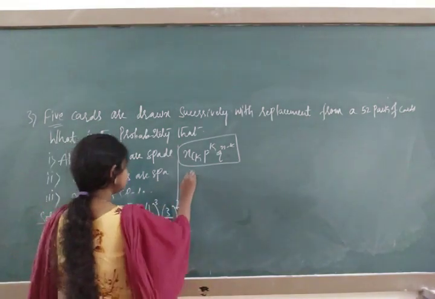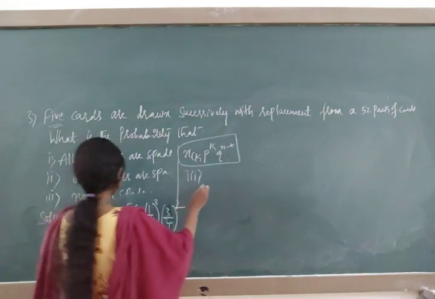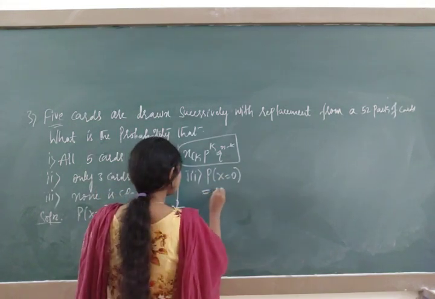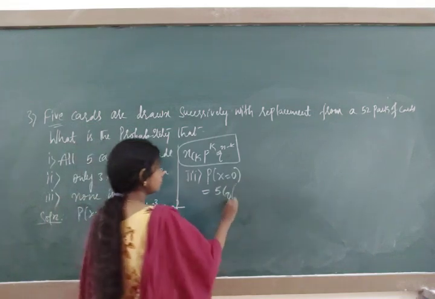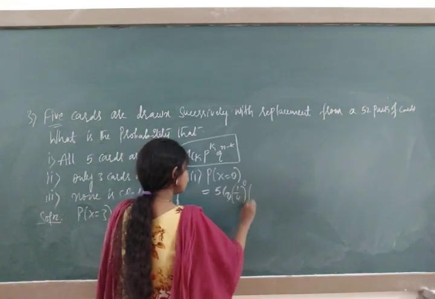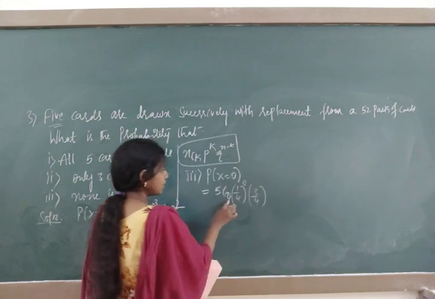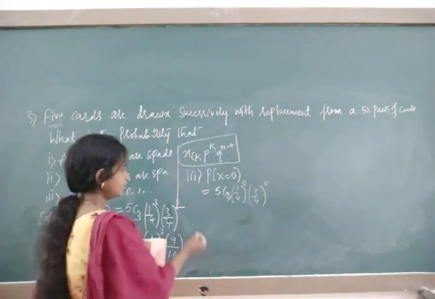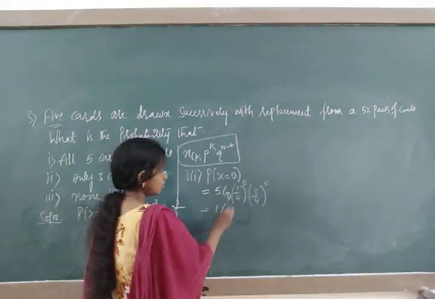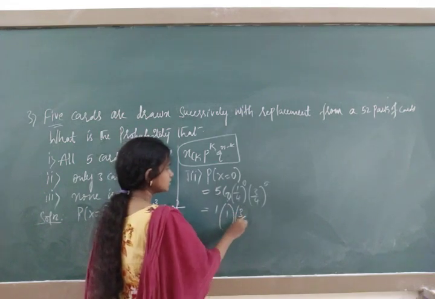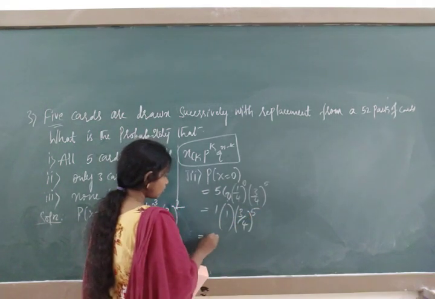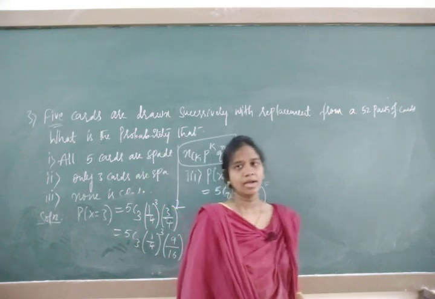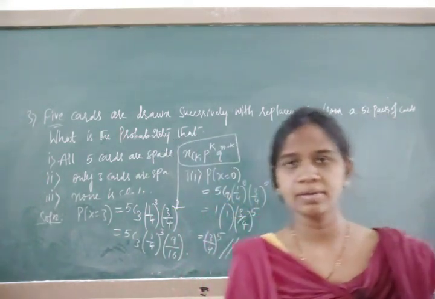Next, the third bit. P of none is a spade. None means 0. P of x is equal to 0, which is 5C0 in this formula, 1 by 4 to the power of 0, 3 by 4 to the power of 5 minus 0, which is 5. Anything to the power of 0 means 1. 5C0 also means 1. So the final answer will be 3 upon 4 whole to the power of 5, and it's a repeated question again.